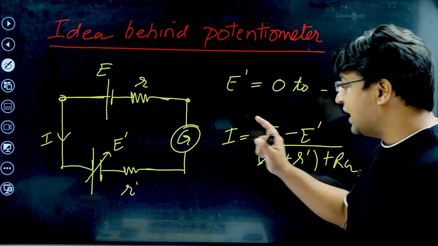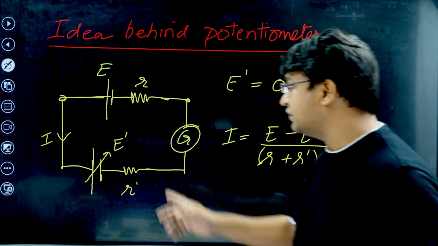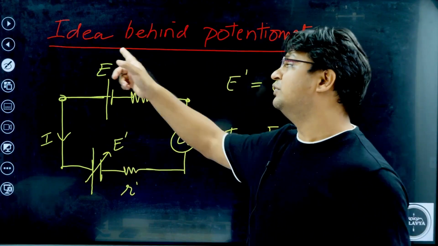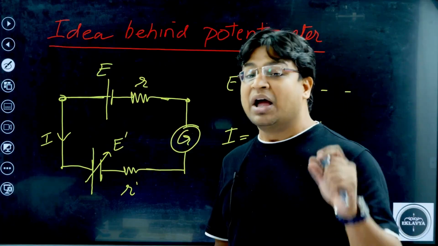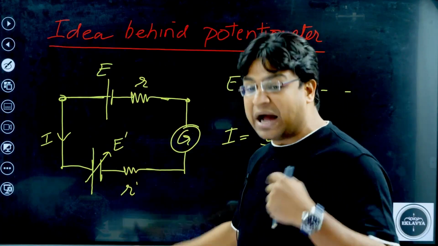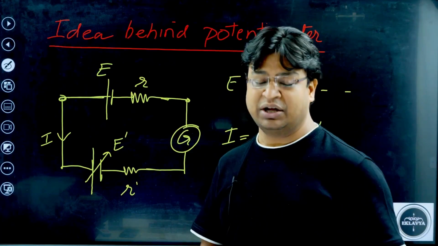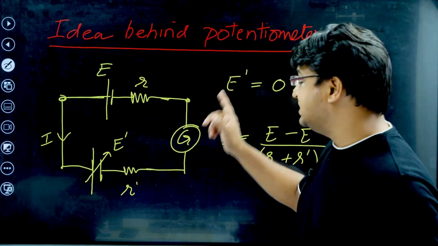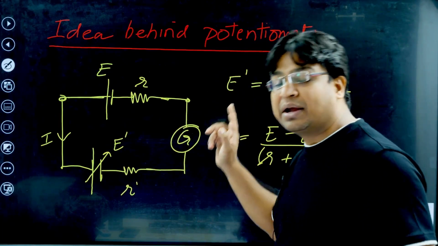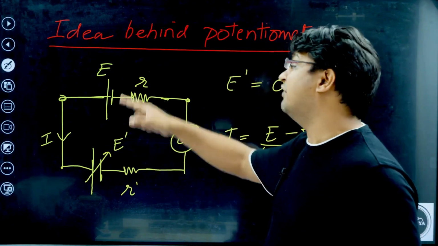So if the galvanometer shows zero deflection, we are very sure that whatever is the value of E prime, the same value would be of E. And E prime is something that is known to me at all times. Remember, I am controlling the EMF E prime by turning the knob. The knob can have numbers. It can clearly indicate the value of E prime. The moment I see zero deflection in the galvanometer, I become aware that these two have become equal.